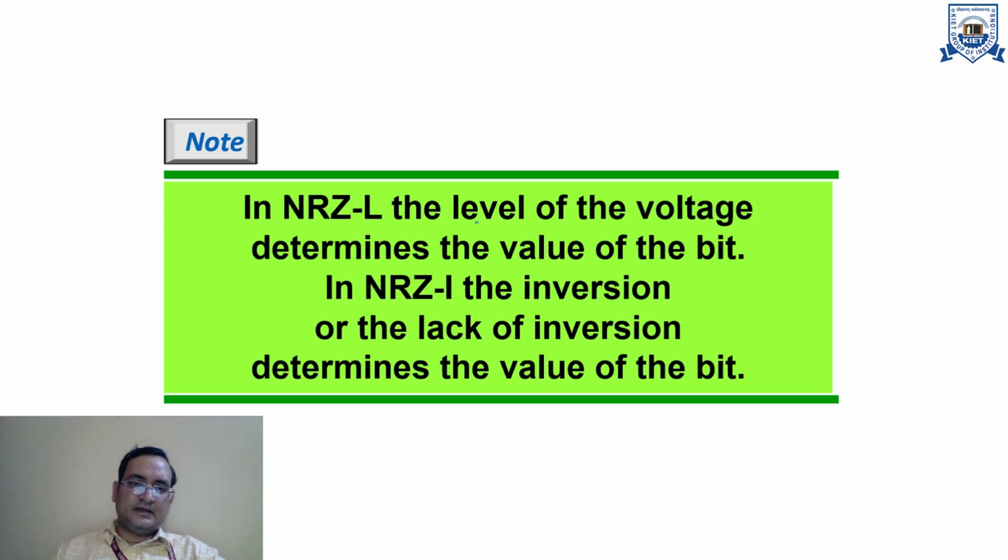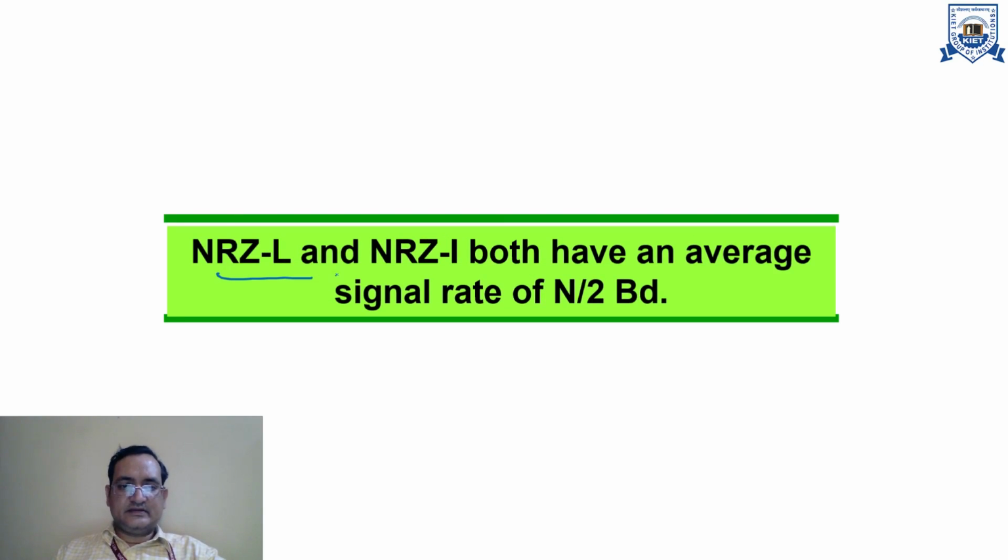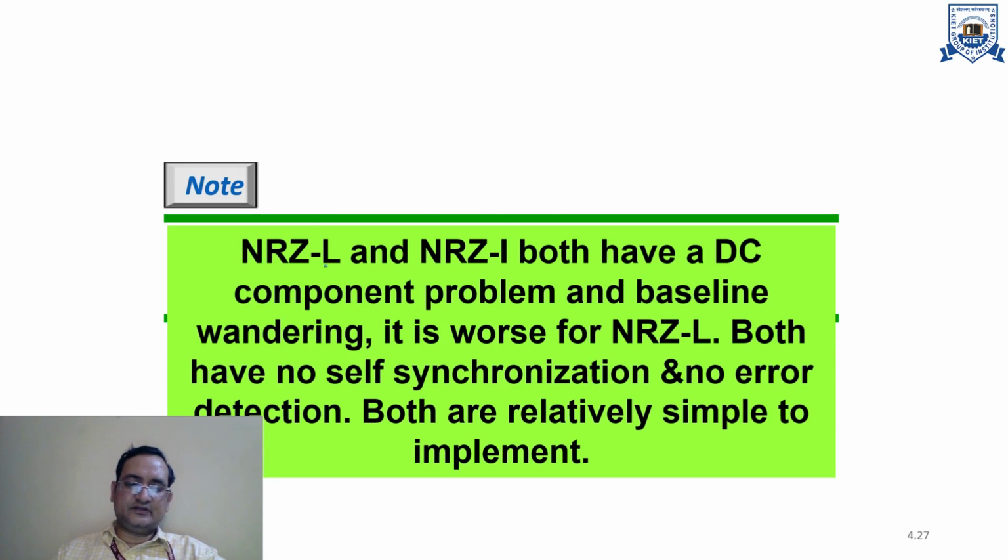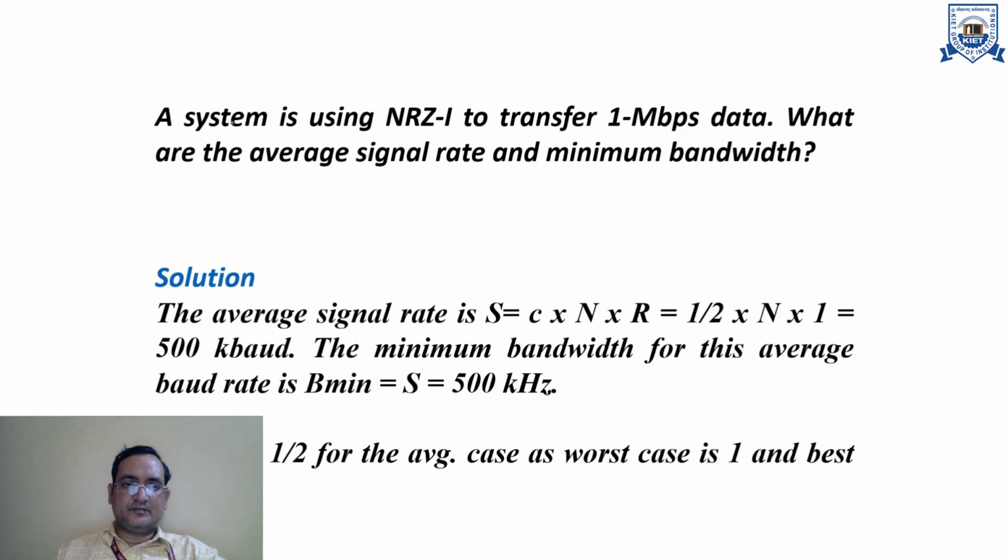In NRZ-L, the level of voltage determines the value of the bit. In NRZ-I, the inversion or lack of inversion determines the value of the bit. NRZ-L and NRZ-I both have an average signal rate of N/2 baud. NRZ-L and NRZ-I both have a DC component problem and baseline wandering, which is worse for NRZ-L. Both have no self-synchronization and no error detection. Both are relatively simple to implement. This is an example: a system is using NRZ-I to transfer 1 Mbps.